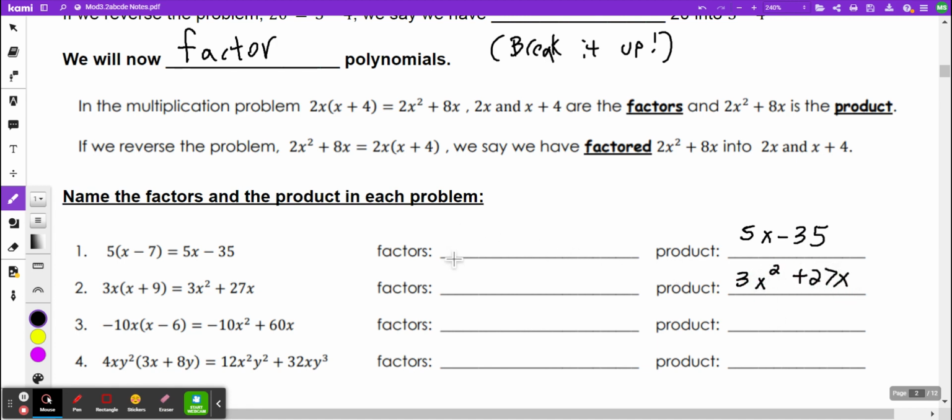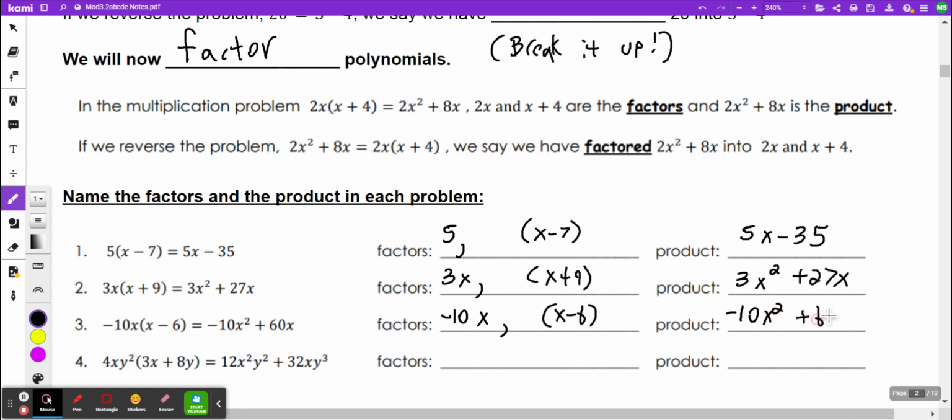Let's do the first two, and then I'll let you try to do the next one. So the factors would be 5 and x minus 7. The factors of this would be 3x and x plus 9. Go ahead and try this one, and then I'll go on in 3, 2, 1. So we have negative 10x and x minus 6. And then the product would be this. And I'll let you try to figure out the last one. All right, guys, here we go.